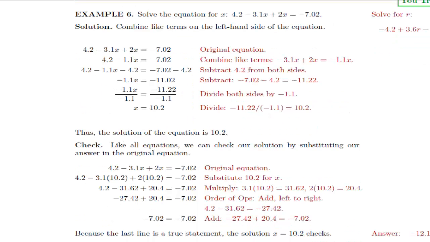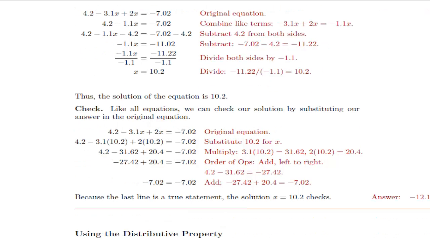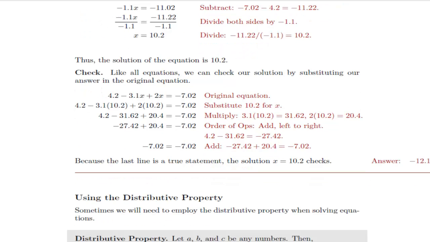We can check the solution by substituting the number in the original equation. If we let x equal 10.2, we get 4.2 minus 3.1 times 10.2 plus 2 times 10.2 equals negative 7.02. On the left, we will multiply first by order of operations. So 3.1 times 10.2 equals 31.62, and 2 times 10.2 equals 20.4. Then we'll add and subtract moving left to right. 4.2 minus 31.62 is negative 27.42, and negative 27.42 plus 20.4 is negative 7.02. Since both sides are equal, that is, the last line is a true statement, the solution x equals 10.2 checks.